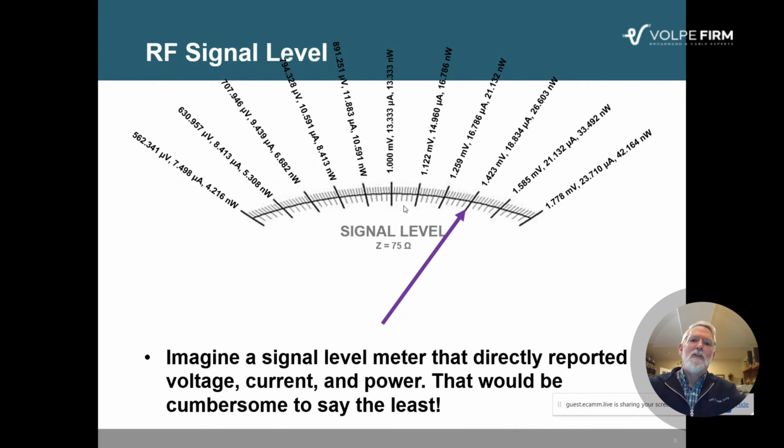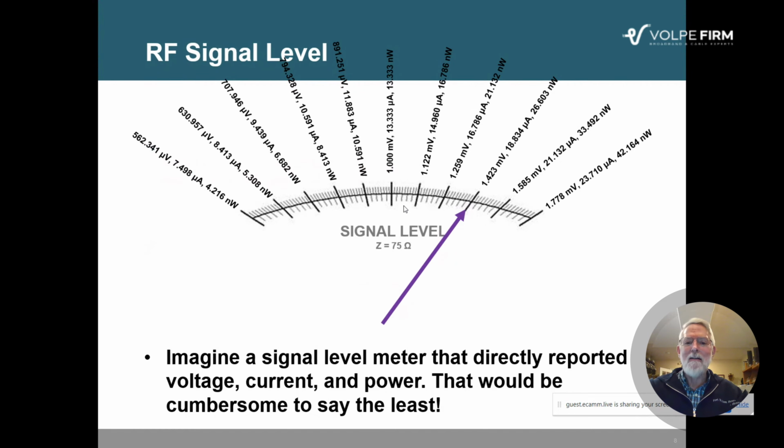Now think about all those terms for a minute. Imagine, if you will, that your signal level meter measured signal amplitude in voltage, current, or power, and you have a front panel knob that lets you select between those. As you look at it, you'd say, that's a pretty clunky way to express the amplitude of an RF signal. They're all legitimate values, but they're not real convenient to deal with.